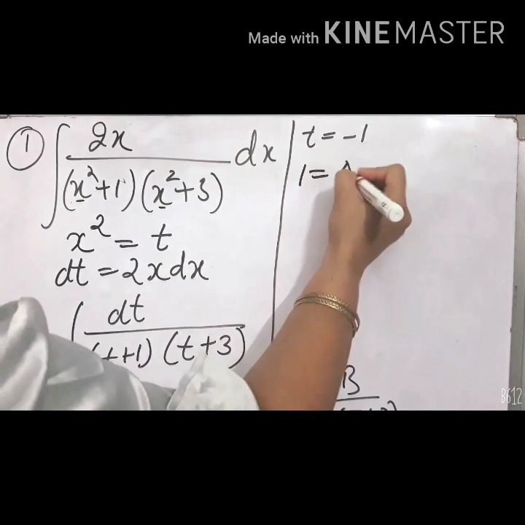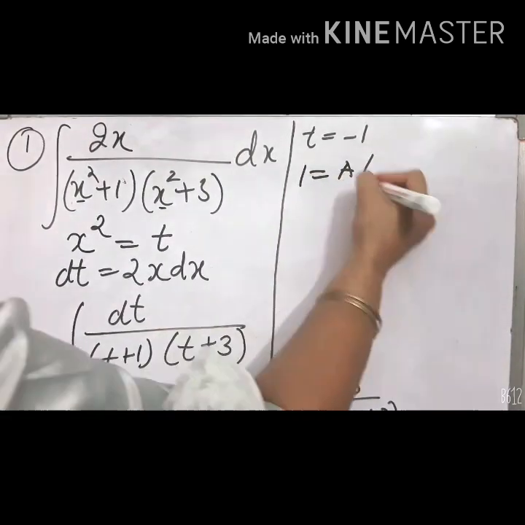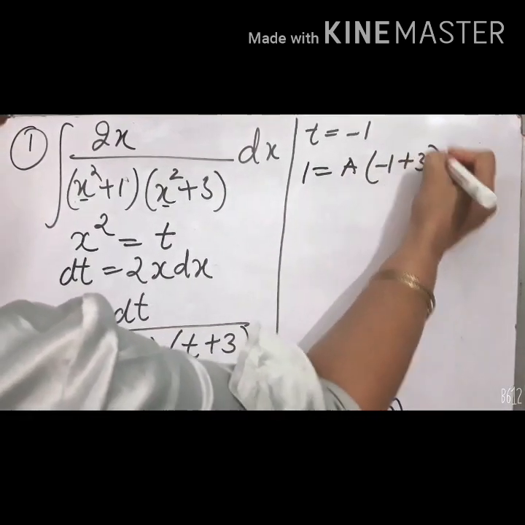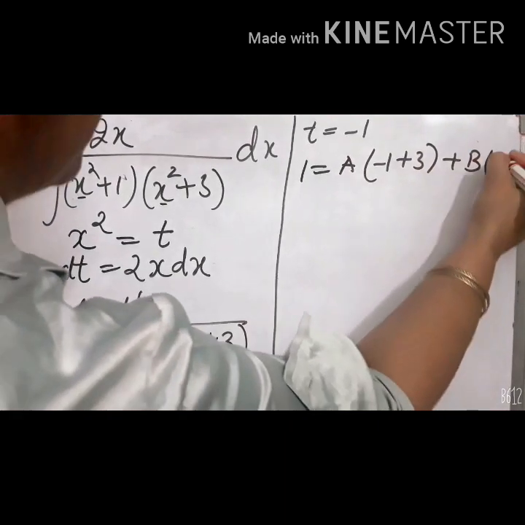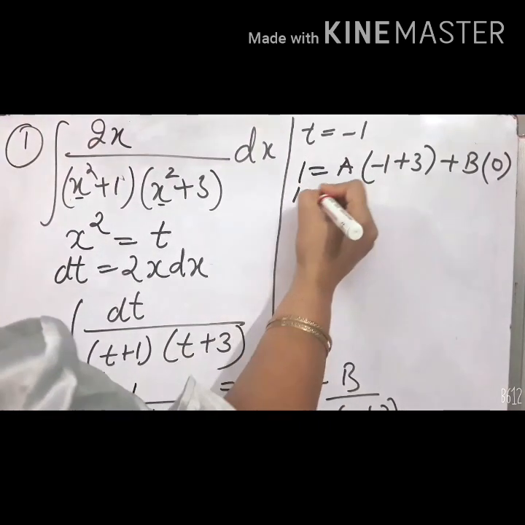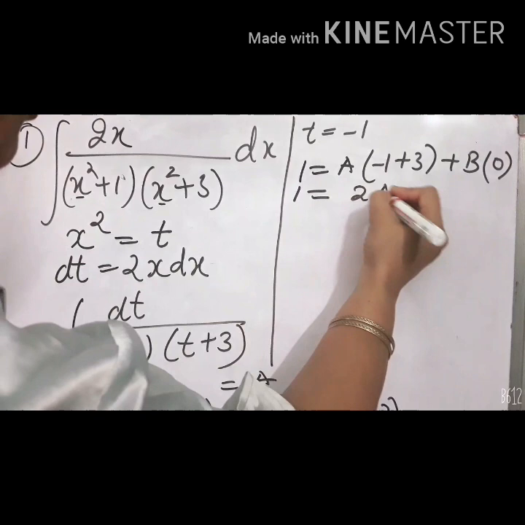1 is equal to A, and in t ki place I put minus 1 plus 3. B becomes 0. I am writing like this. Now 1 is equal to, it becomes 2A.